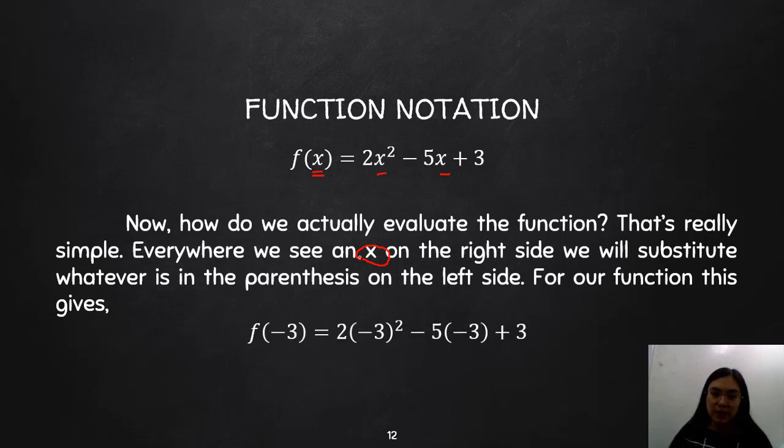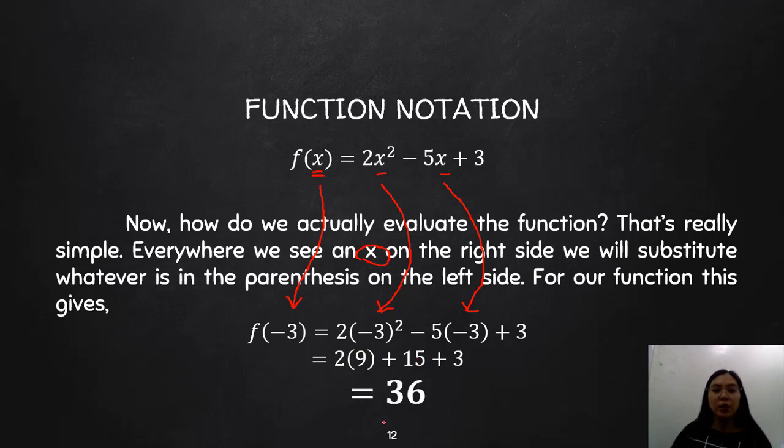Which gives us, for example, f of negative 3: that will be 2 multiplied by negative 3 squared minus 5 multiplied by negative 3 plus 3. Kung ang value ng x na binigay is negative 3, again, you just simply substitute negative 3 on all of the x variables that you see, such that you will come up with 2 times 9 plus 15 plus 3, to give you a value of f of negative 3 equal to 36.